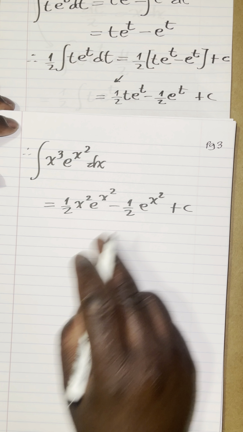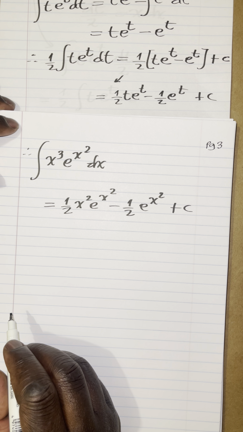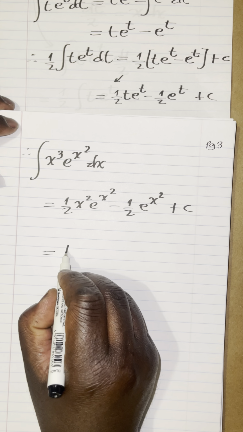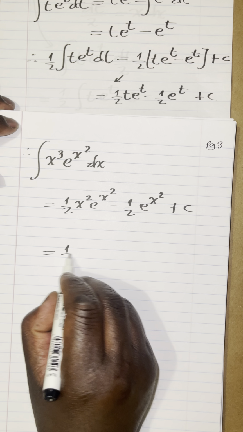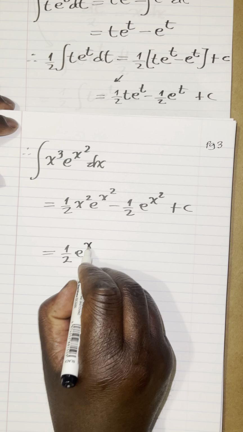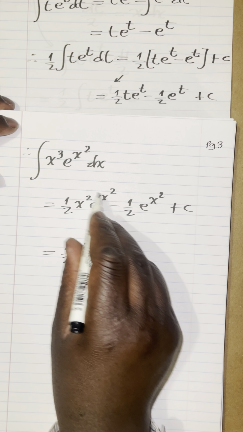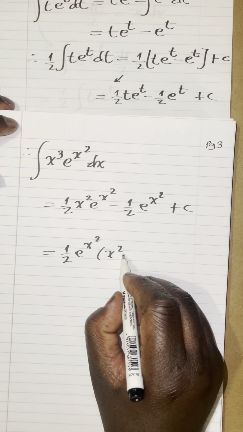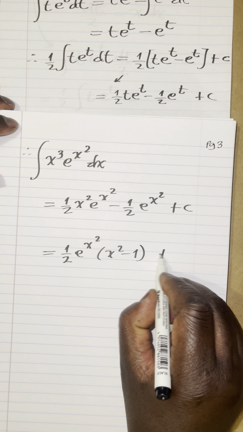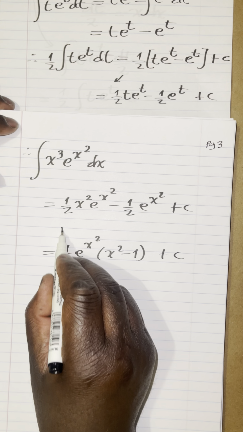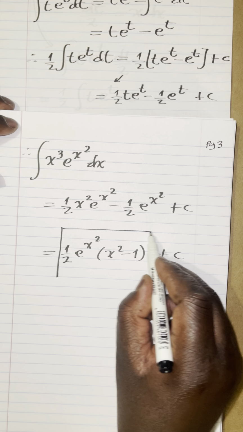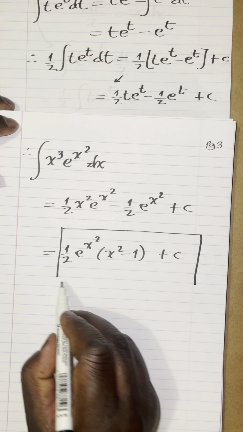If you're interested, you can factorize here. You can see the common factor is actually half e to the power x squared as follows. Not necessary, but sometimes one would need to do that. Taking out half e to the power x squared here, you have x squared. This in there, you just have minus 1. And then you have plus c. So either you leave it in this form or that form. This is just perfect. Not a problem at all.